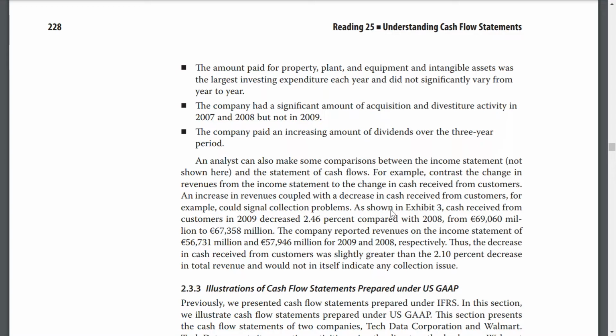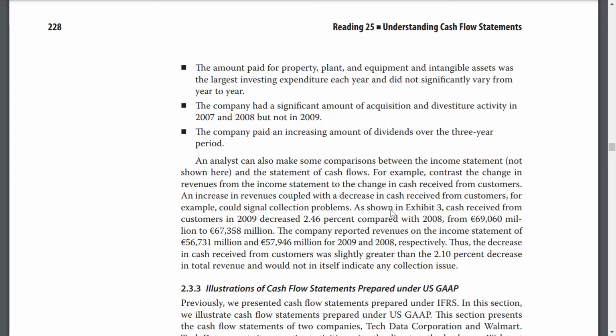For example, contrast the change in revenue from the income statement to the change in cash received from customers. An increase in revenue coupled with a decrease in cash received from customers, for example, could signal collection problems. As shown in Exhibit 3, cash received from customers in 2009 decreased 2.46% compared with 2008.